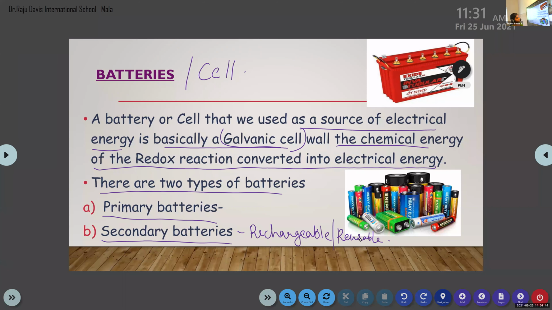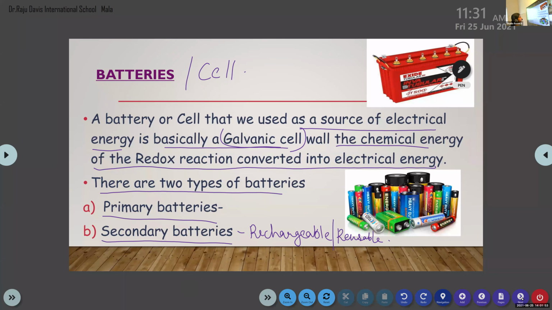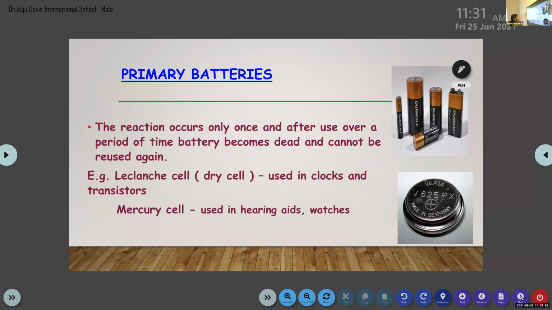Okay, shall I move to the next one? Yes, right? Then we are going to learn about primary batteries. Here the reaction occurs only once, and after use over a period of time, the battery becomes dead and cannot be reused again. That's a feature of primary batteries.